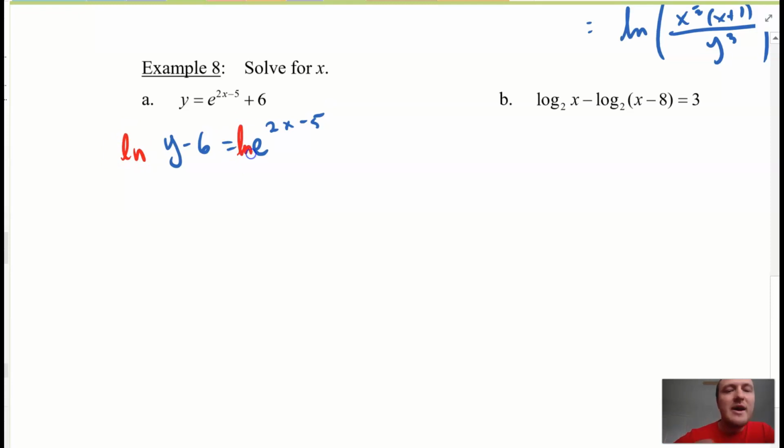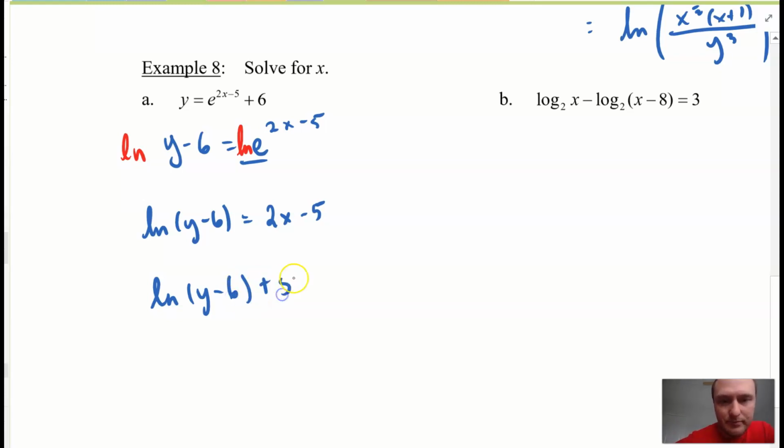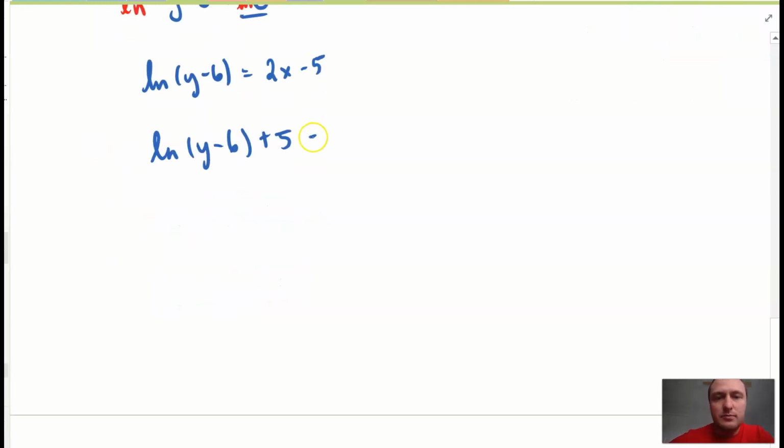And maybe you're asking yourself, why is he taking the natural log? Well, look at the base of the exponential expression on the right-hand side. It's base e. So when I take the natural log, what ends up happening is that the base cancels, right? These two are inverses. So I have the natural log of y minus 6 is equal to 2x minus 5. And I'm going to go ahead and add 5 on both sides. And then I will divide by 2. And I get x.